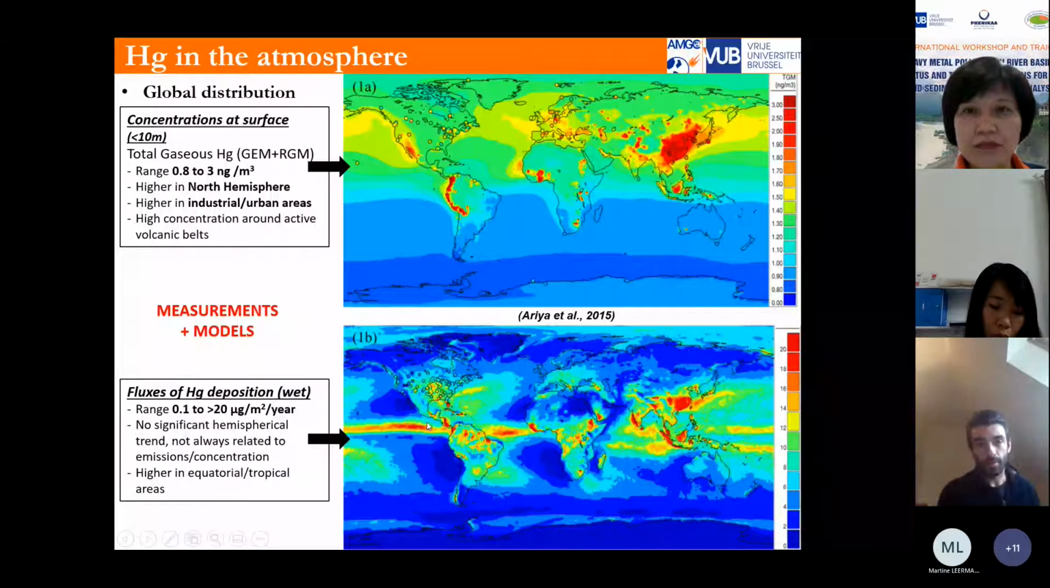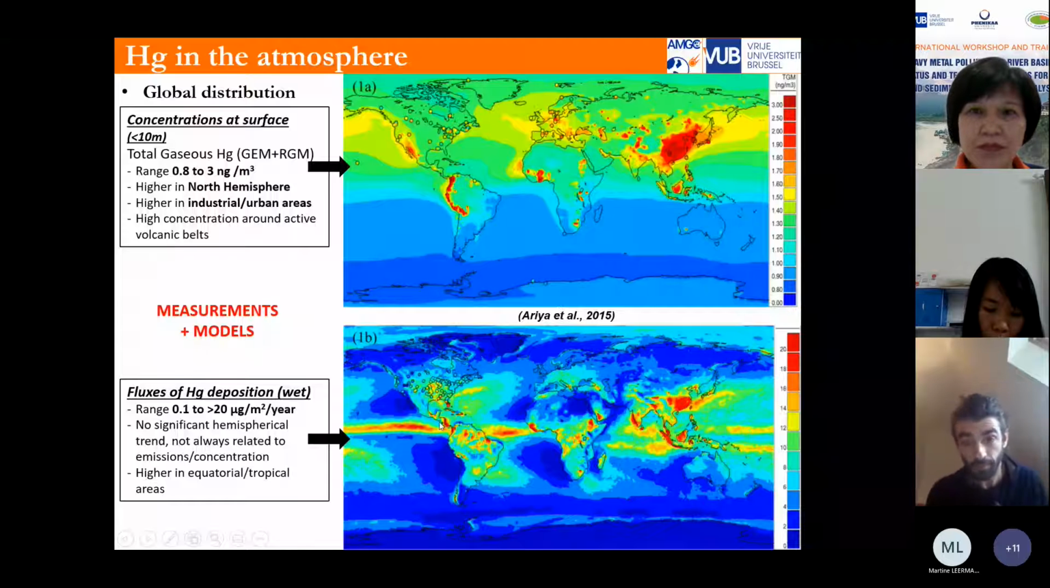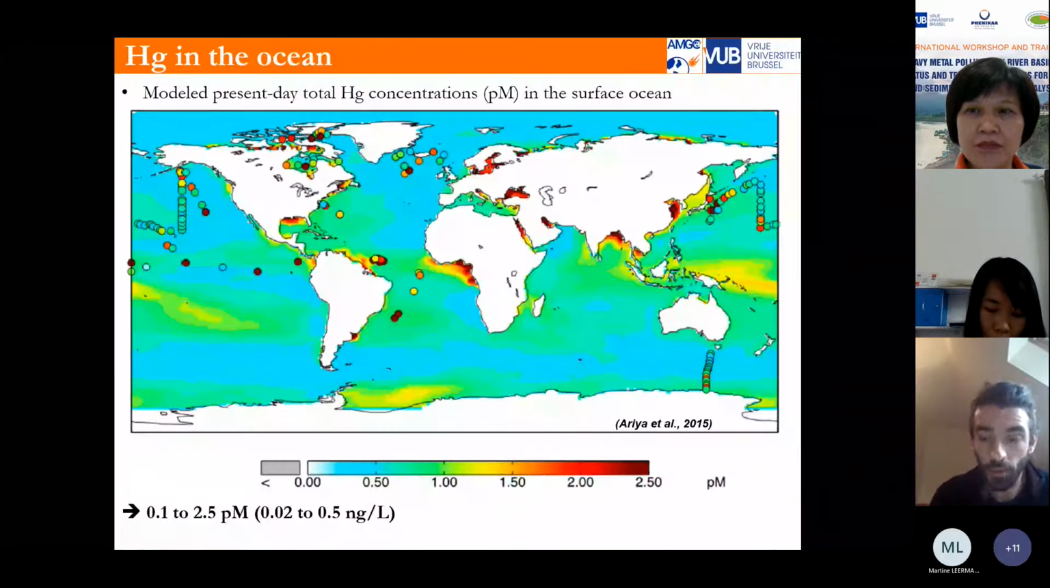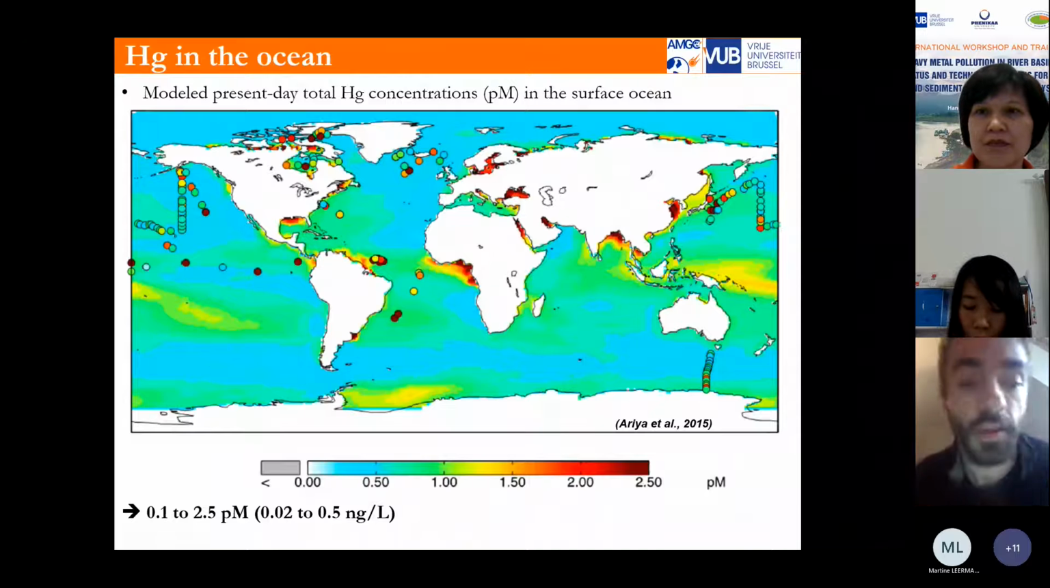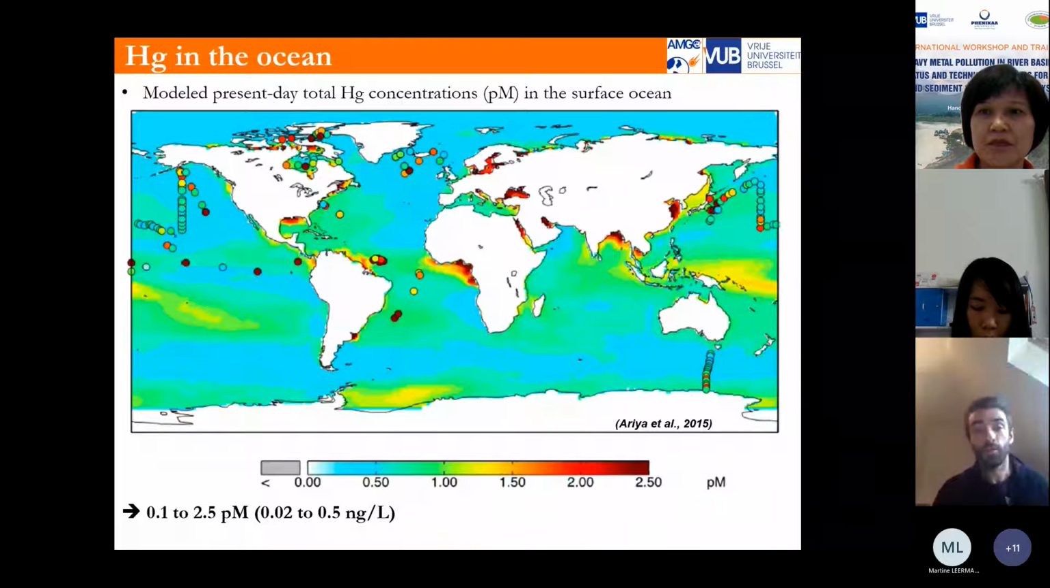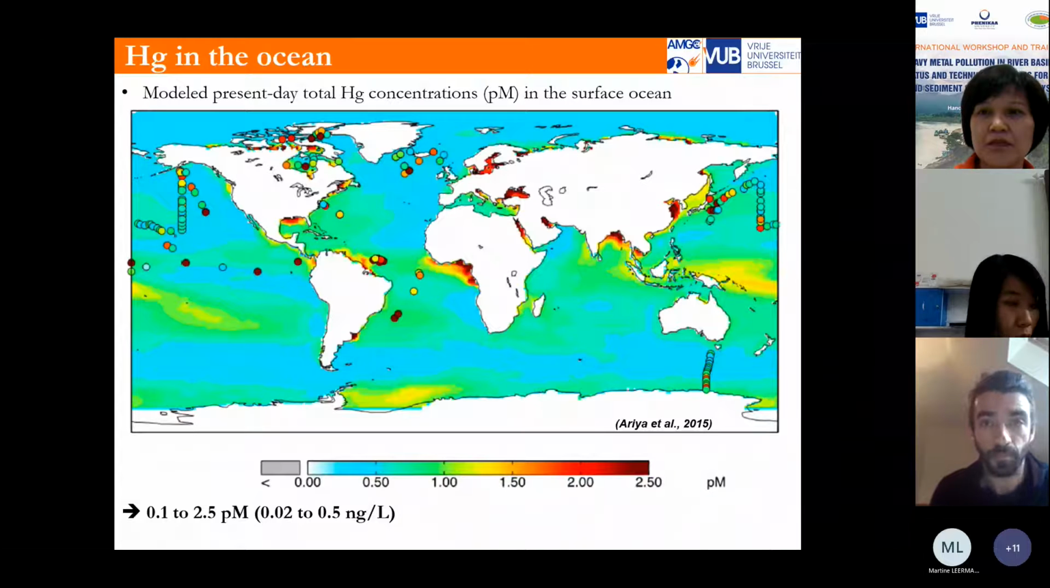Here you have a map that combines models and measurements of mercury in the oceans. So you can see here, it's not like in the atmosphere, but it's close. It's very, very low concentrations. So you need very clean sampling techniques, and you need very sensitive instruments to measure it.